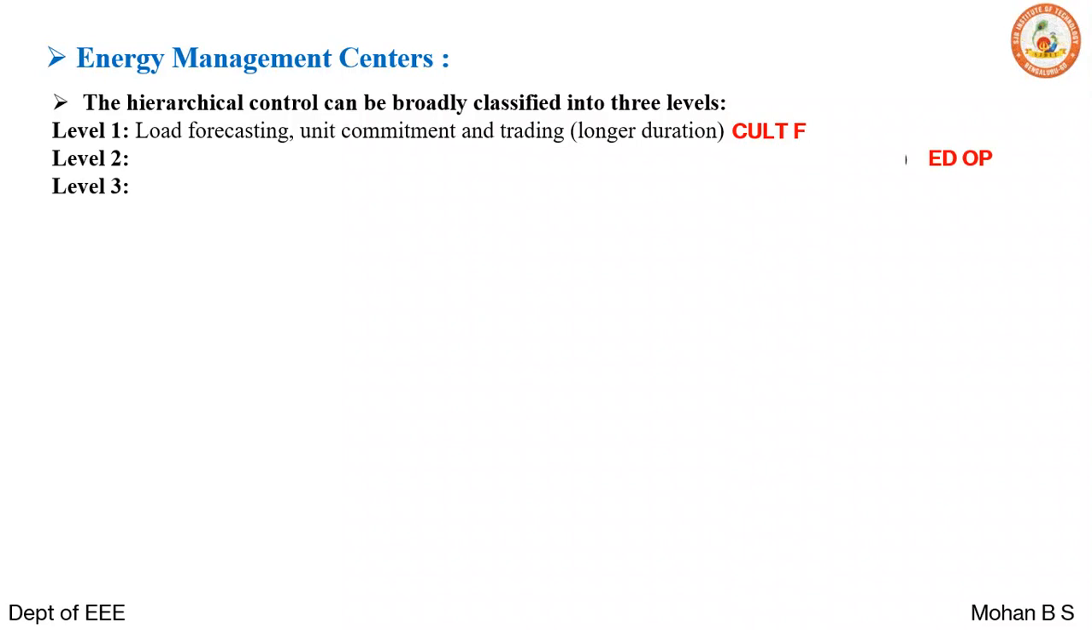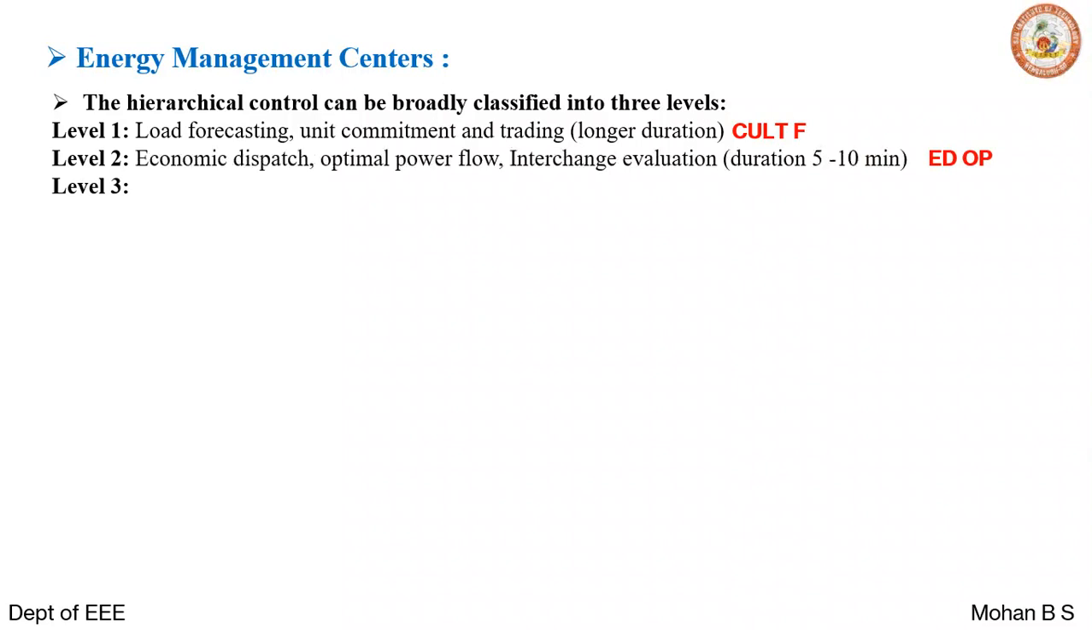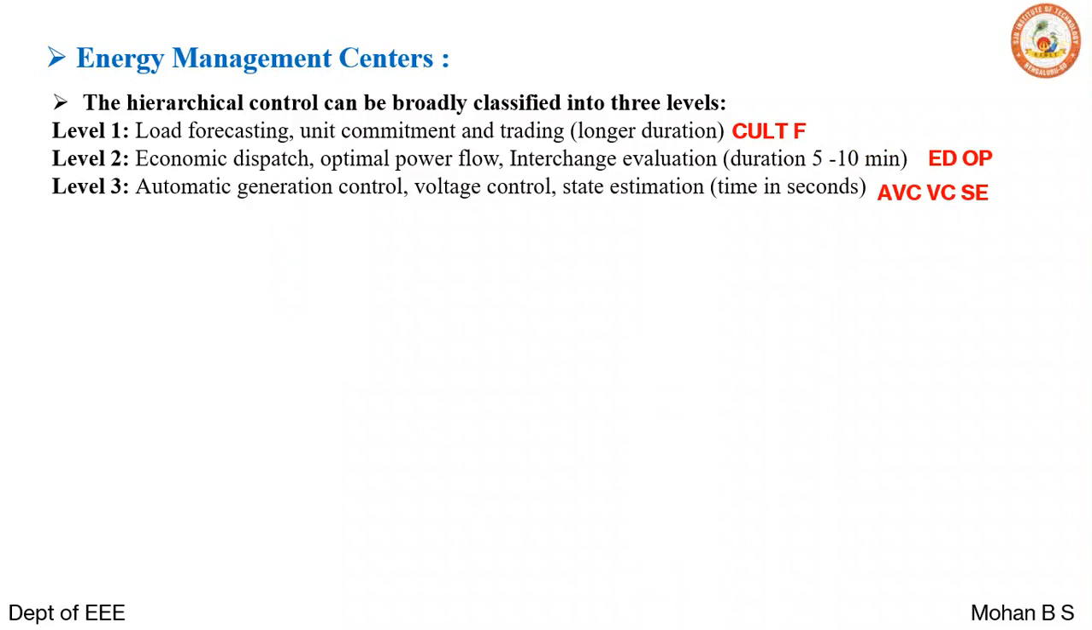And here we have EDOP, which is economic dispatch, optimum power flow, and interchange evaluation. These control actions have to be done within a few minutes. And then the last one is within seconds. That is automatic generation control, voltage control, state estimation. These control actions have to be taken care of in a few seconds.